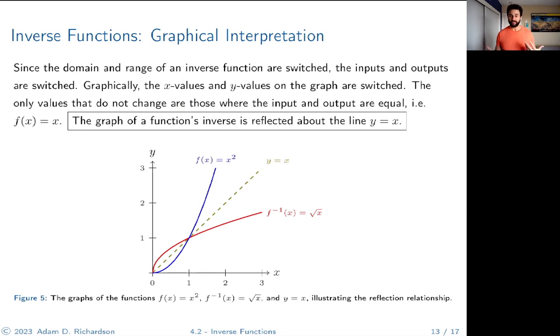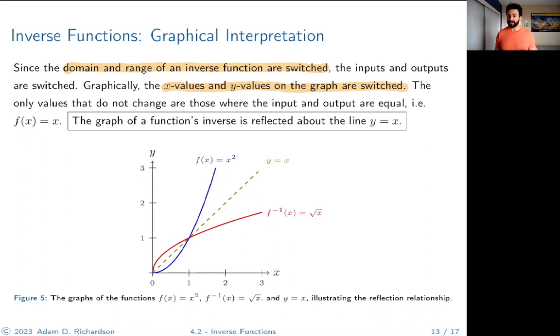Now, how do you do it? Well, remember that the domain and the range of an inverse function are switched. So if you switch the domain and the range, what you're doing is switching the inputs and the outputs. So graphically, what that means is that the x values and the y values on the graph are switched, which makes sense, right? Y's are the outputs normally, X's are the inputs normally. So if you want to look at the inverse, those values switch.